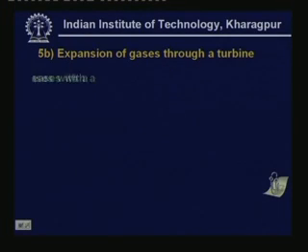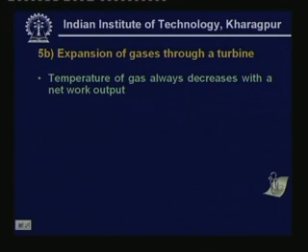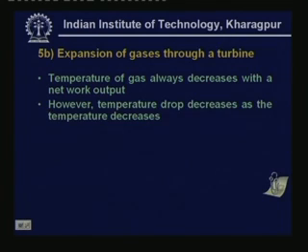Now let us look at expansion of gases using a turbine. So as I have already mentioned, temperature of a gas always decreases with a net work output. That means whenever you are expanding a gas using a turbine, its temperature always drops. However, the temperature drop decreases as the temperature decreases. This is unlike your isenthalpic expansion where the temperature drop increases as the temperature decreases, but in case of expansion of gases through turbine, the temperature drop decreases as the temperature decreases. Okay, this is actually a disadvantage.